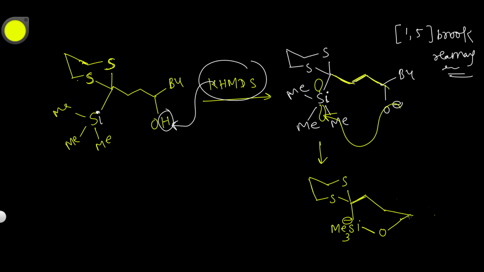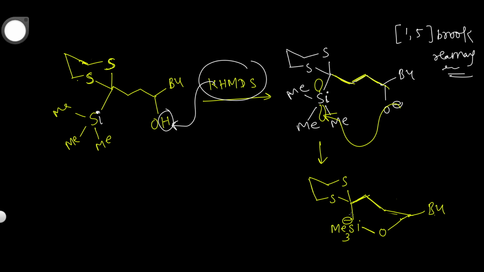Here is a Bu, right? So 1 bond, 2 bond, 3 bond, and here a 5-member ring formation occurs: 1, 2, 3, 4, 5. Okay, so what happened? We have to break the bond now, right? Because silicon gets a negative charge, so we have to make it more stable.